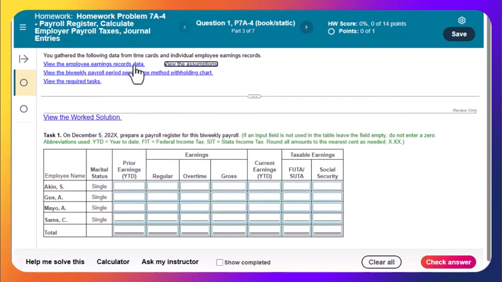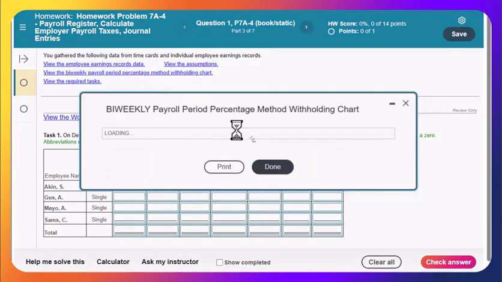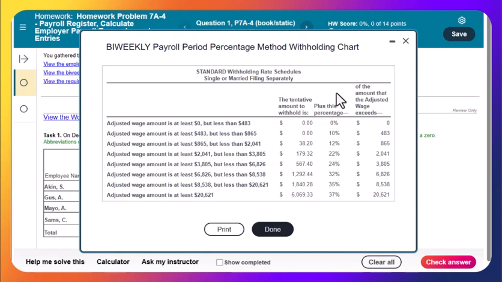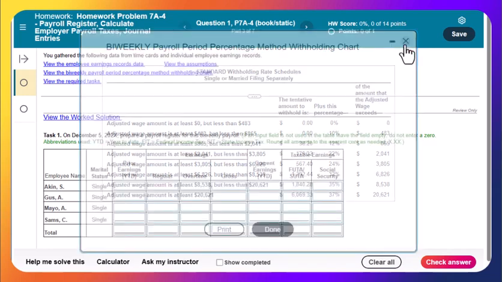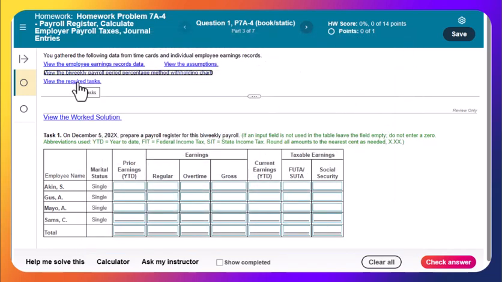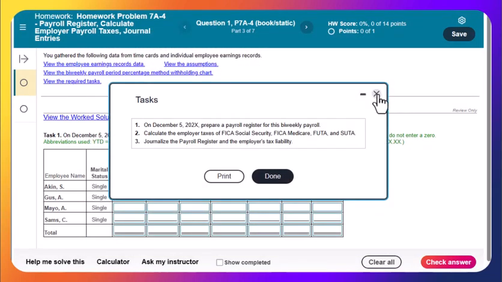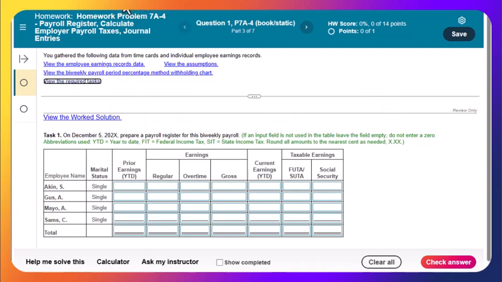And then back here we have our biweekly payroll percentage method withholding chart. So that's for the federal income tax there, otherwise known as FIT. Close out of that for now. And then we've got our required tasks. So let's go ahead and move on here.